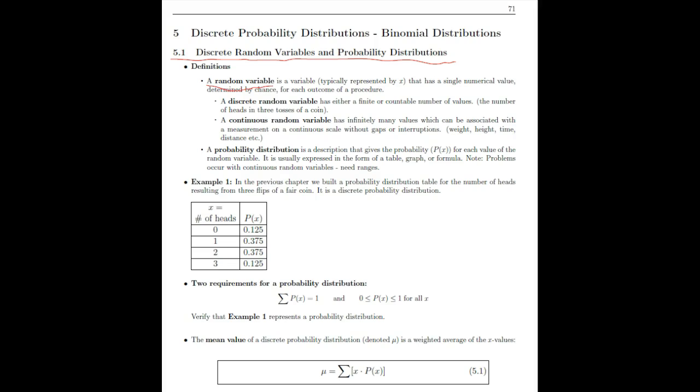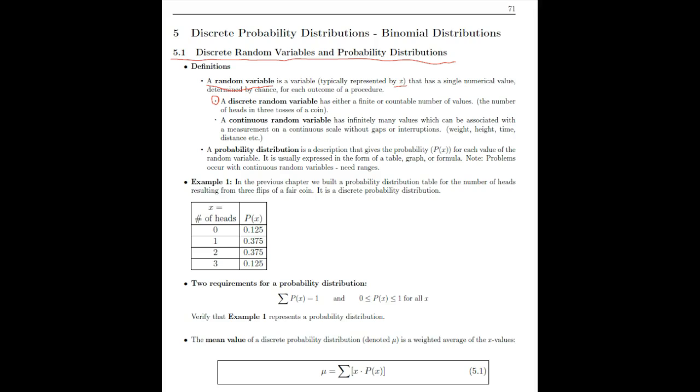A random variable is a variable. It's basically just something that can change, something that can obtain several different values. We typically denote variables with some letter like x. It's going to be something that has some numerical value, and it can be determined by chance or by some outcome of a procedure. In this section we're going to be talking about discrete random variables. Discrete means it has a finite or countable number of values.